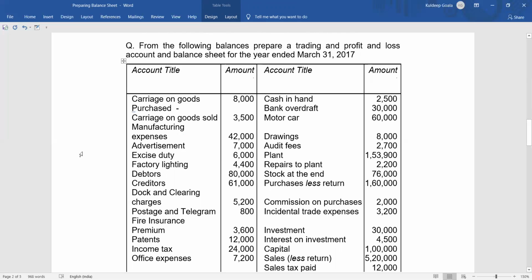First of all, carriage on goods purchased. Goods purchased, so it's referring to a direct item, so it will come in the trading account. Clear? It will go in the trading account, debit side. Then coming to the next one, carriage on goods sold. So obviously it is going to go in the profit and loss account, isn't it?